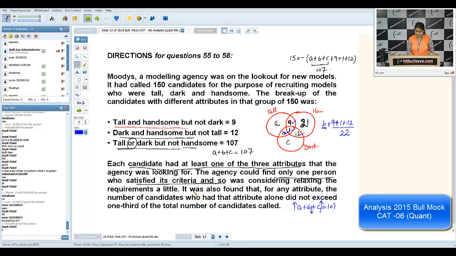There is one more condition given in the last lines. It was also found that for any attribute, the number of candidates who had that attribute alone didn't exceed 1/3 of the total number of candidates called. How many total number of candidates were there? 150. 1/3 of that is 50. It means A can be maximum 50, C can be 50. We are taking the maximum value, so B is left with 7. So what can be B's minimum value? It will be 7. So what should be the answer for the 55th question? That will be 29. That is none of these. Is it okay, Arpit?